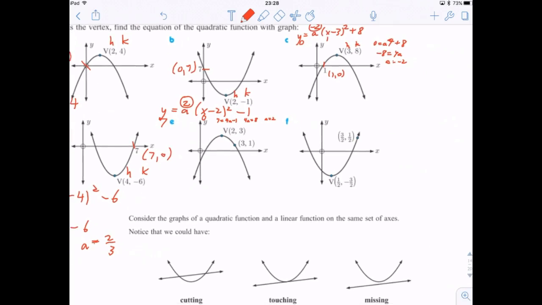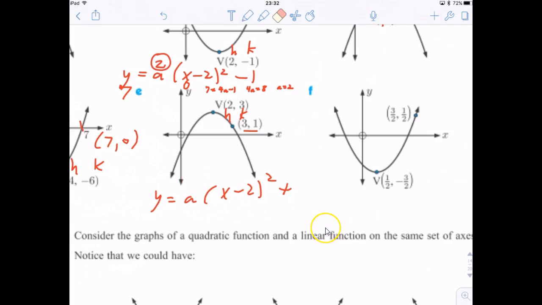Okay. E. So E, we got h and k values here. Y equals a times x minus 2, quantity squared, plus 3. And then the point that the parabola goes to is 3, 1. This isn't an intercept, it's just any point, which is fine also. We're going to put 1 in for y and 3 in for x. We're going to get 1 equals a times 3 minus 2, which is 1, quantity squared, which is 1. So we got 1 equals a plus 3. And then we subtract 3 from both sides, and we get a equals negative 2.